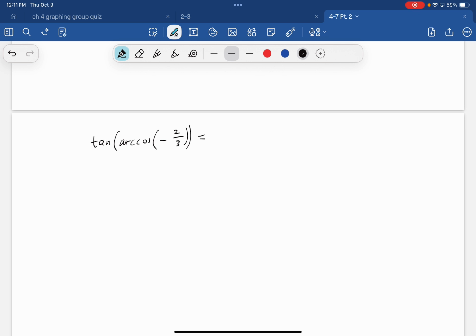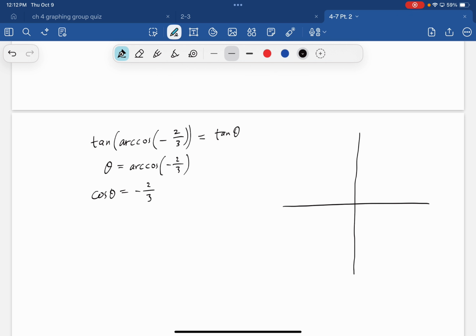Once again, we have to think very clearly about the quadrants. So let's say theta equals arc cosine of minus 2/3. That means cosine theta equals minus 2/3. And we're looking for tangent theta. Okay? Well, which quadrant would theta be in? Any ideas? Nope. Second. It's in the second quadrant because for the arc cosine function, the range is quadrants 1 and 2, right? And in order for cosine to be negative, it has to be either quadrants 2 or 3. And so therefore, theta must be in quadrant 2.